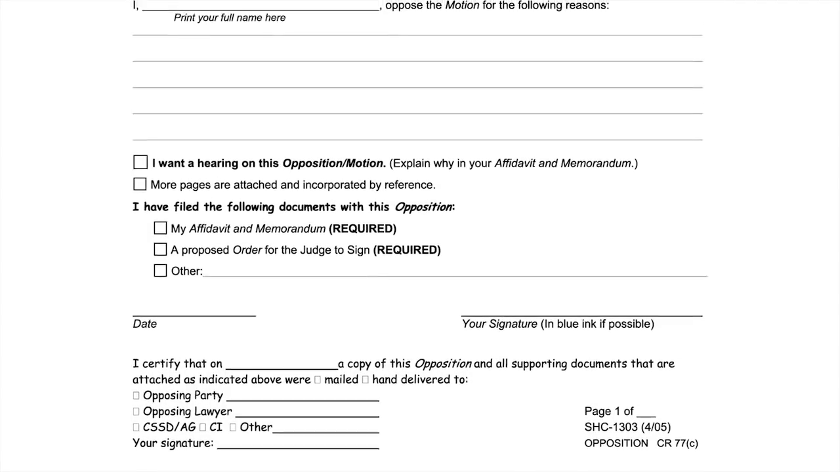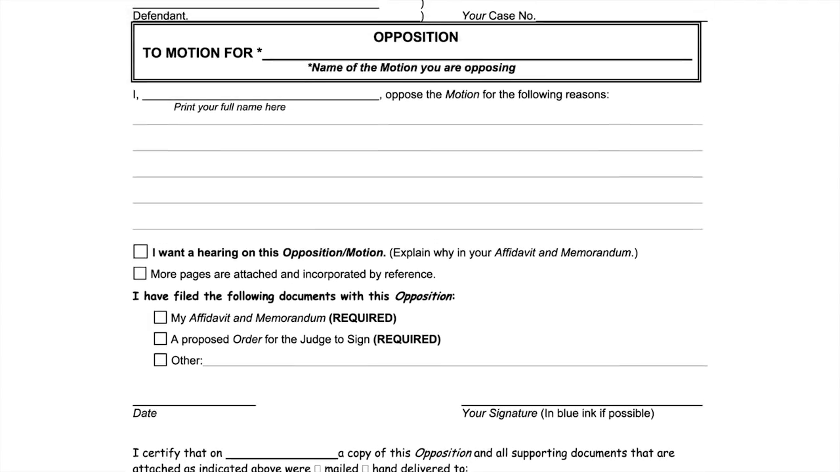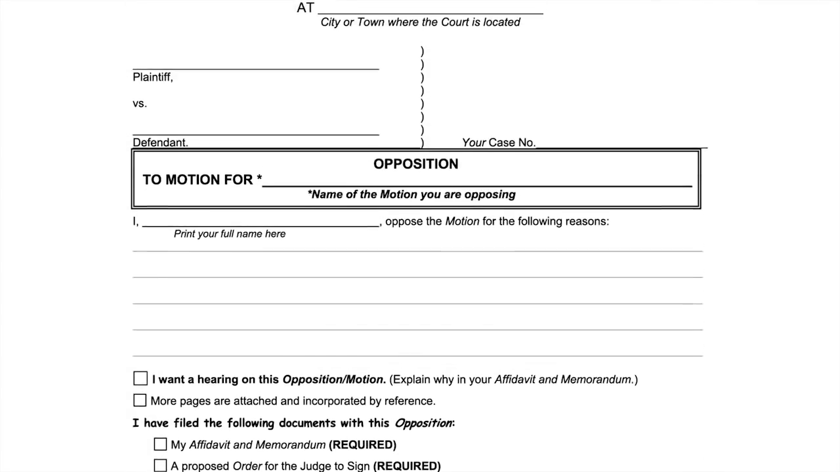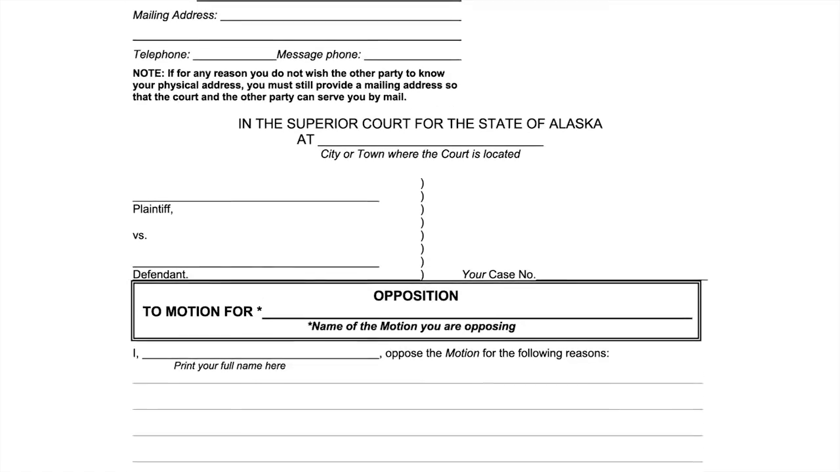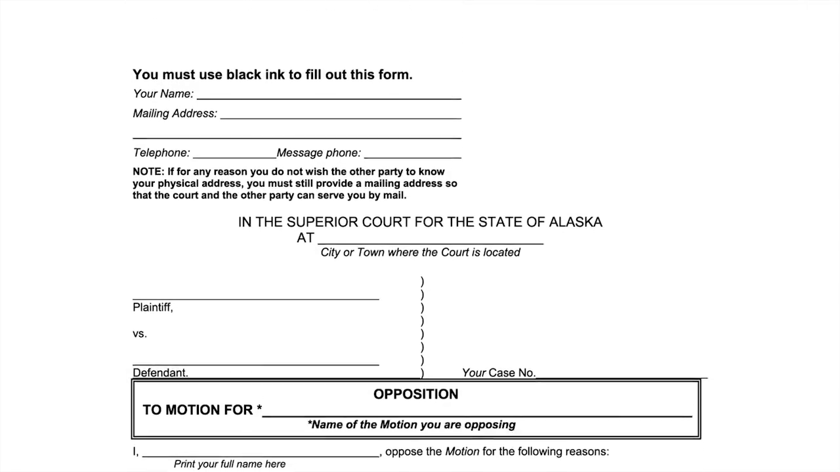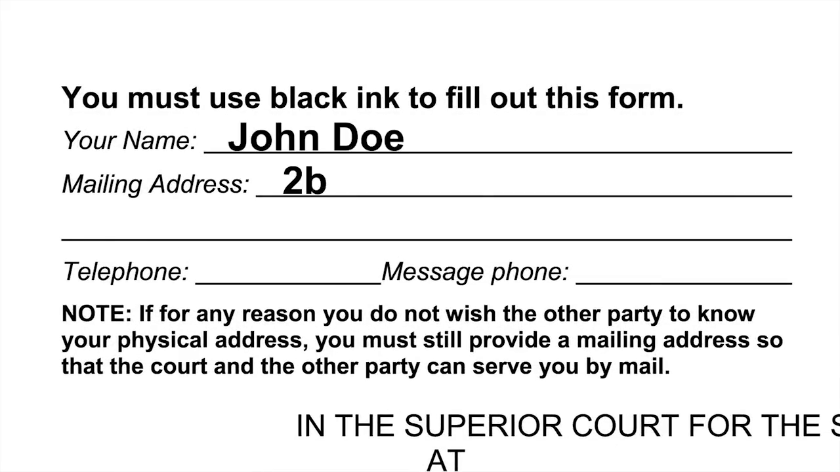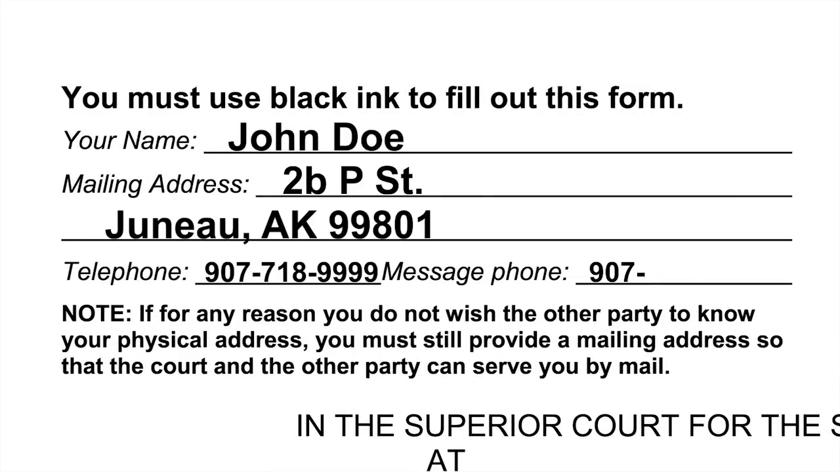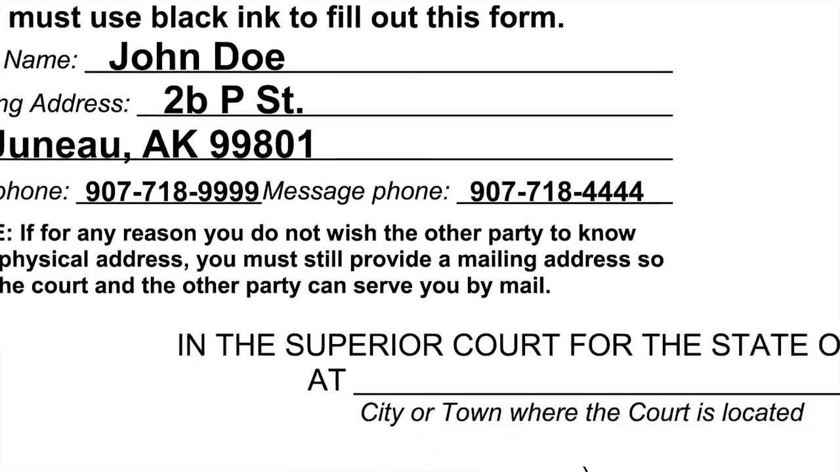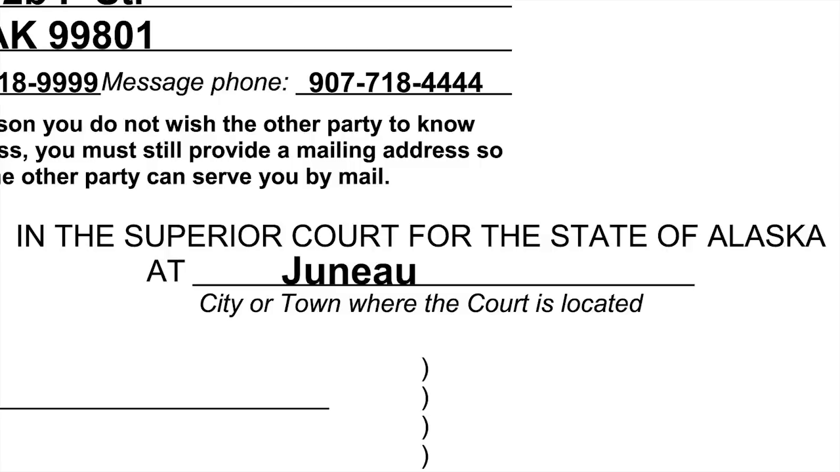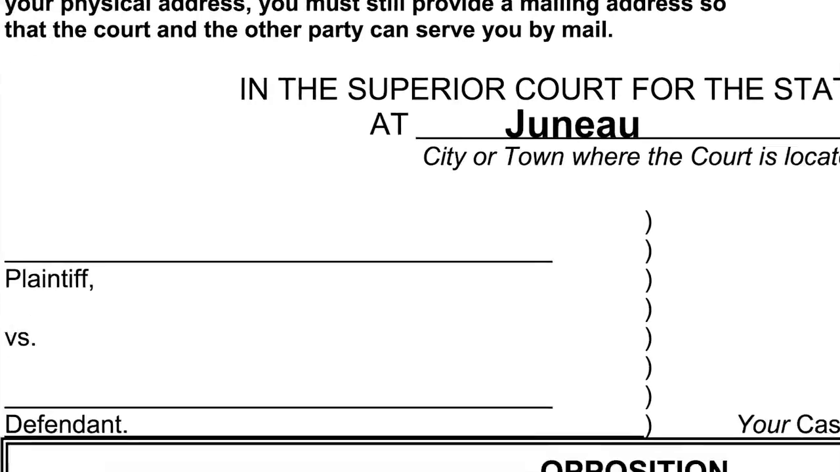Your spouse has asked the court to order you to return the family fishing boat. You don't think you should be ordered to do so. The opposition form will look like this. You will enter your name, mailing address, and phone number. Make sure the phone number is where you can be reached during the court's business hours of 8 a.m. to 4:30 p.m.